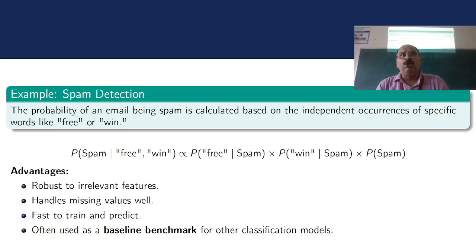As I told you, most data science algorithms really work upon a history of data. So what we do is we collect a set of spam emails. We check how many of them have free in them. We check how many of them have win in them. We calculate the total probability of occurrence, and then we come to a conclusion whether that particular email is spam or not.